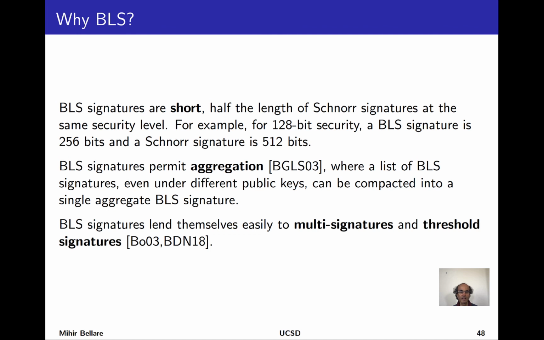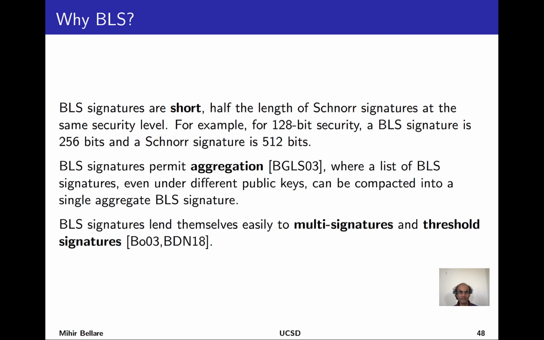So BLS is also a very popular and appreciated signature scheme, and here are some of the reasons. One is that the signatures are short. Compared to Schnorr signatures, they're about half the length for the same level of security. For example, if you want 128-bit security, a BLS signature would be 256 bits, while the Schnorr one and the EdDSA ones would be 512 bits.